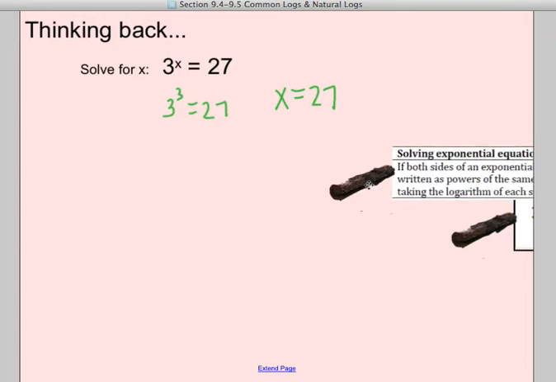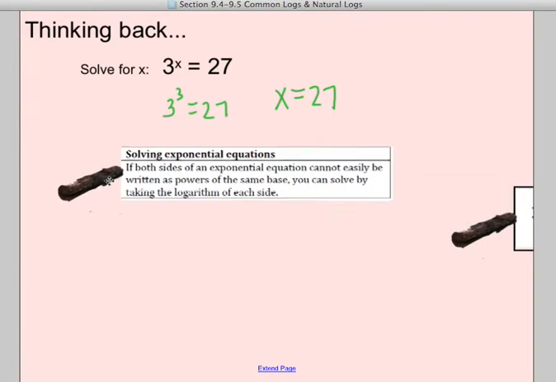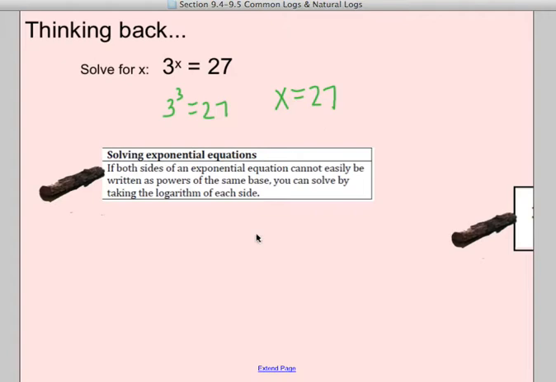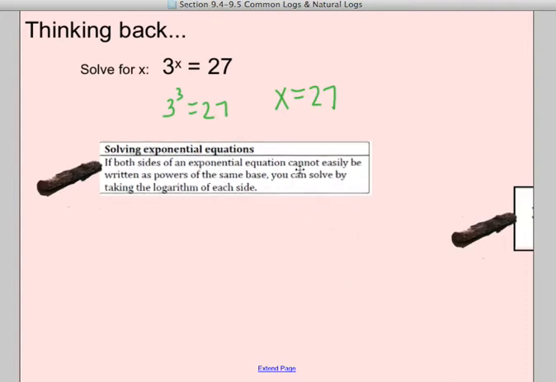Well, now what if we have problems where it cannot be easily rewritten, or you can't figure it out? If both sides of an exponential equation cannot easily be written as a power of the same base, you can solve by taking the logarithm of each side. So if you can't solve it easily like the last one, we're going to use logarithms.